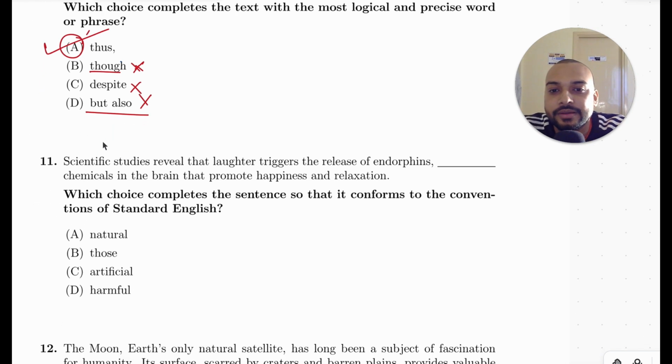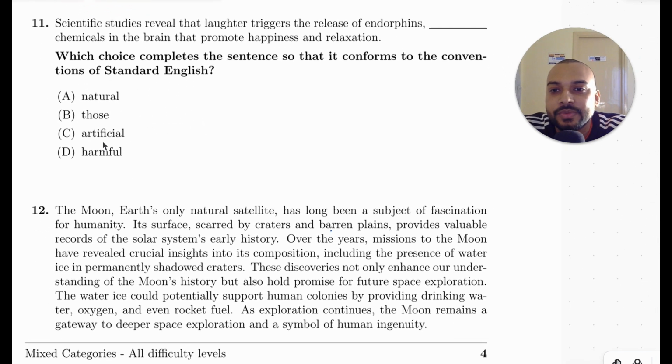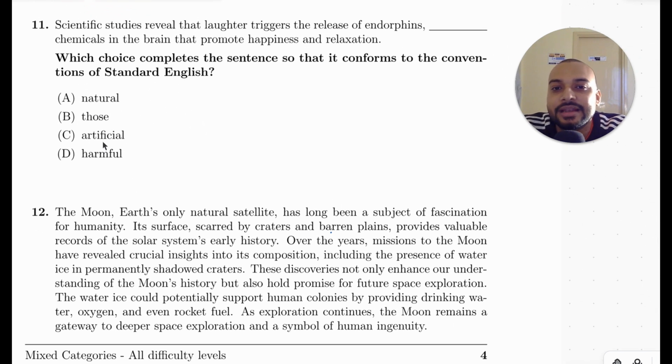Thus, okay. Question number 11. Which choice completes the sentence so that it conforms to the conventions of standard English?